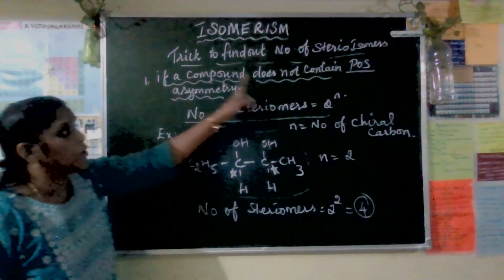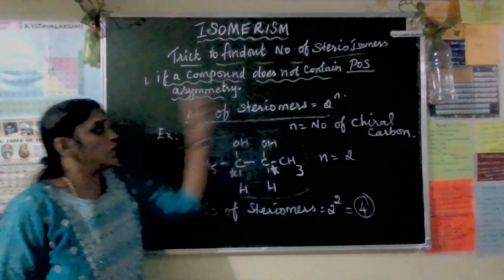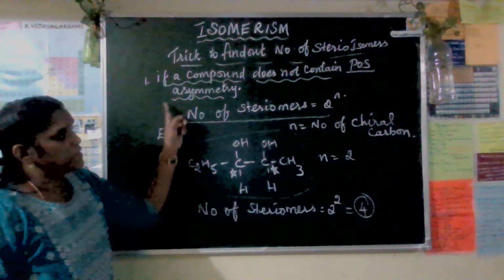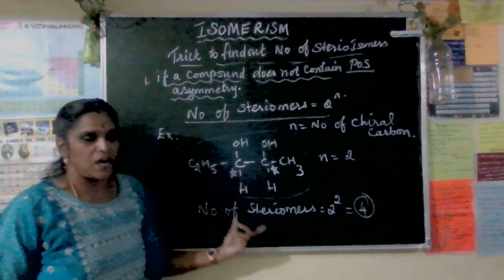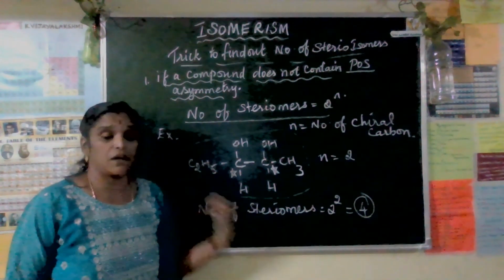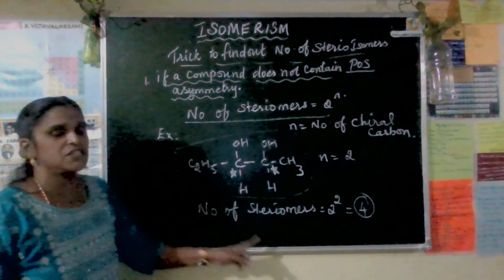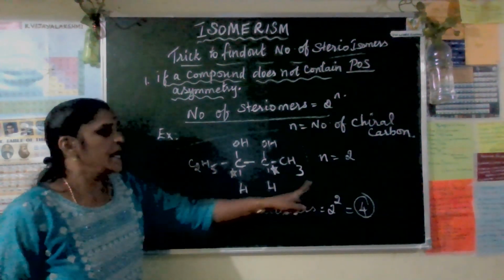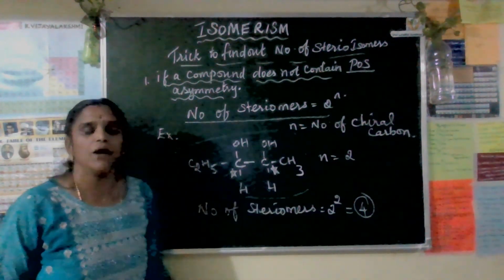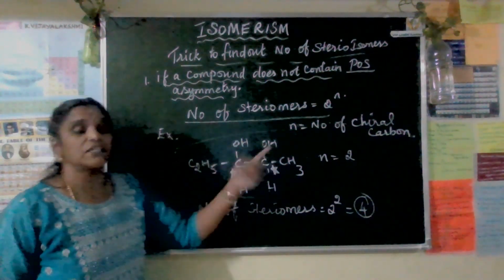If a compound does not contain a plane of symmetry, that means it is asymmetric. If they give any such compound, can you identify how many stereomers are possible with this example along with this formula? Hope you're clear. Okay, we'll go for some other sums.